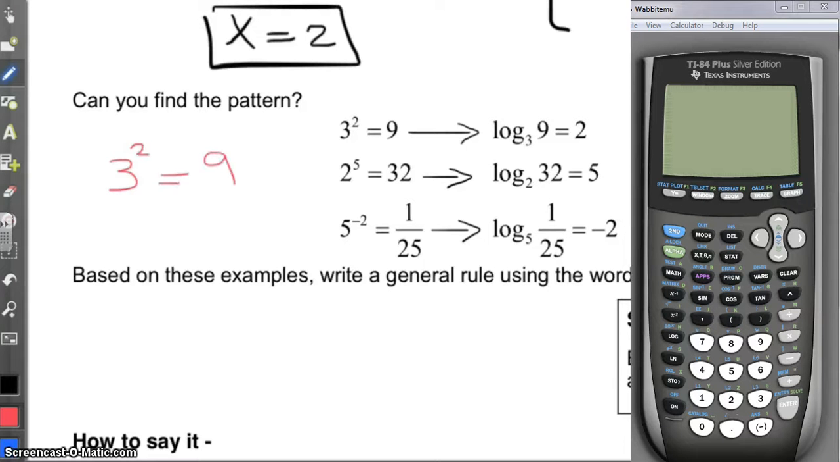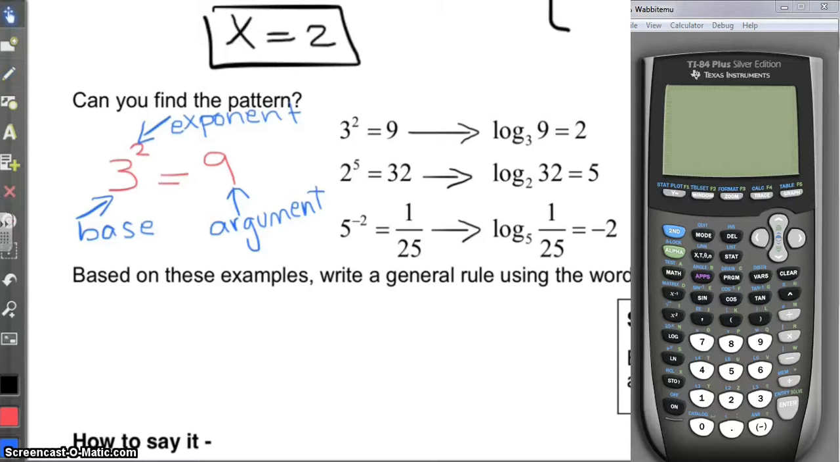Before we discuss what the pattern is, let's review some vocabulary. 3 to the power 2 is equal to 9. So what would you call 3? 3 would be called the base. 2 would be called the exponent. And the 9 would be the answer, or we're going to call it the argument.